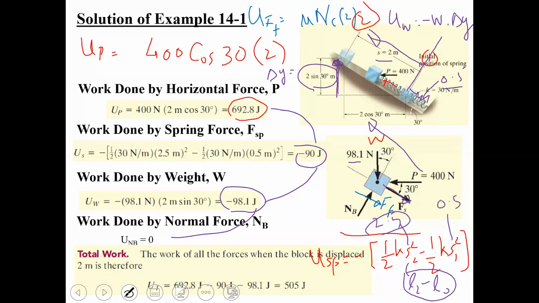Should this work done going to be positive or negative quantity? Negative, since force of friction is acting downward and S is going to act upward, so UFF is going to be minus mu NC into 2. Is this point clear to all of you? अगर friction होती तो ये work done आता, but since the plane is smooth, so we have not included the work done due to force of friction in this particular example.